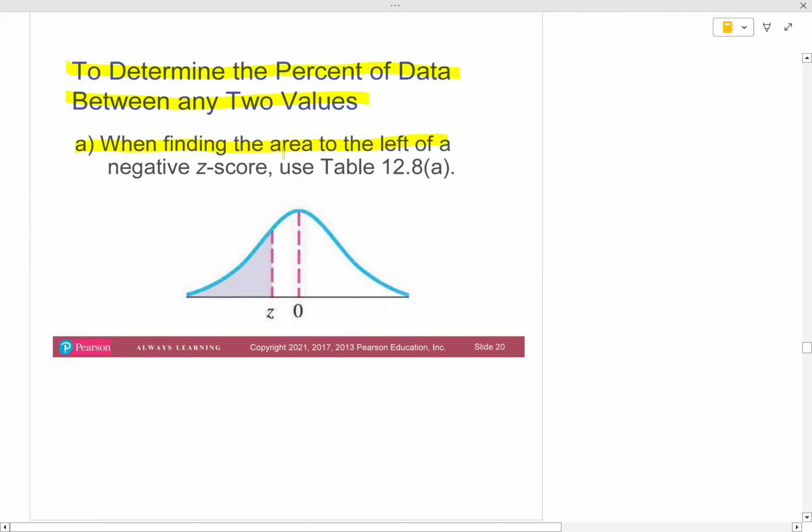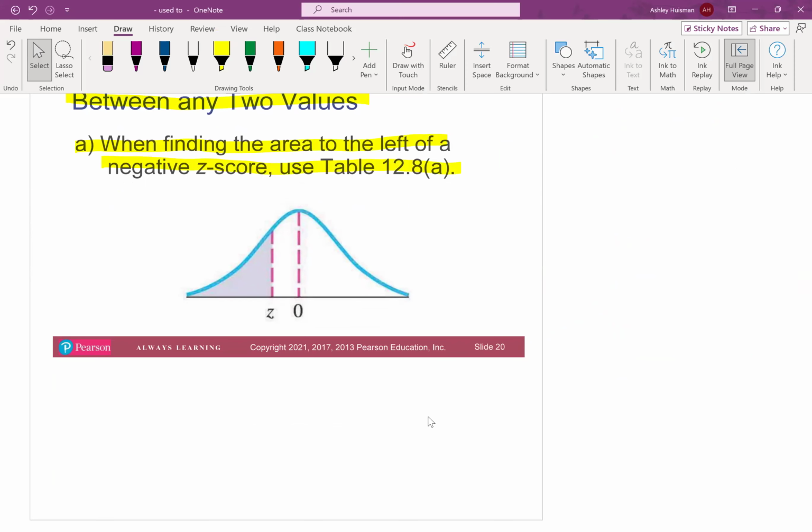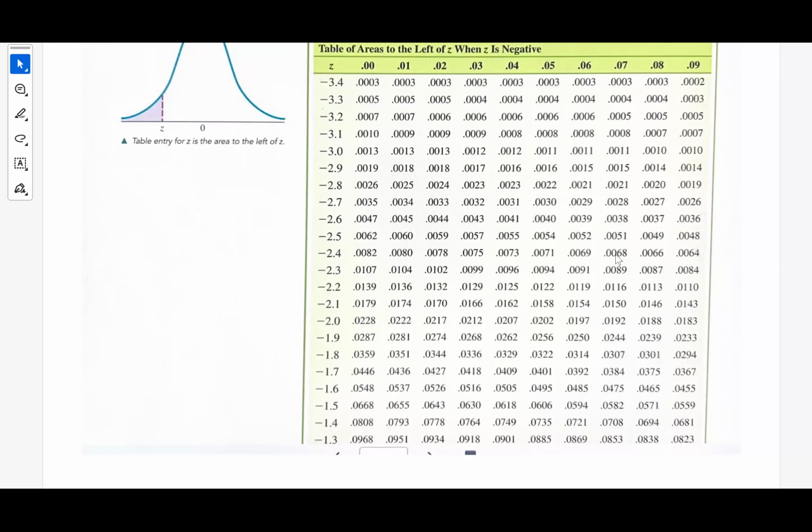When finding the area to the left of a negative z-score, we use table 12.8. Let me see if I can show you that. I'll be right back. Hold on. Okay, sorry, here it is.